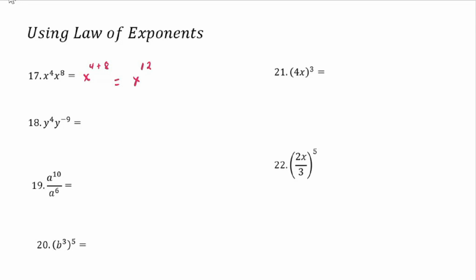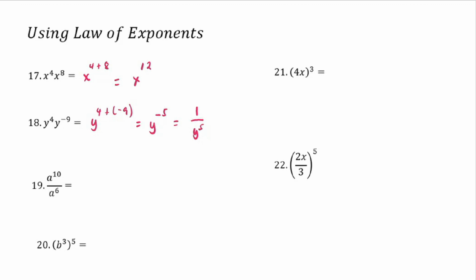For this, I have y to the 4th times y to the power of negative 9. Applying the first multiplication law of exponents, since the bases are the same, we can just add the exponents. We have y to the 4 plus negative 9, or that is now y to the power of negative 5. Since the exponent is negative 5, avoid writing the negative exponent. Therefore, it can be written as the reciprocal, which becomes 1 over y raised to 5.